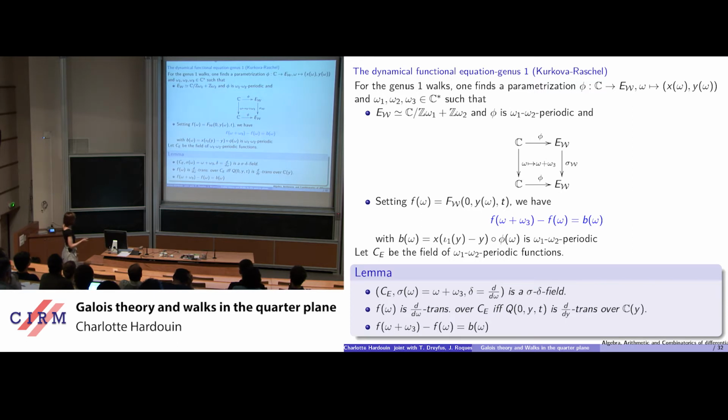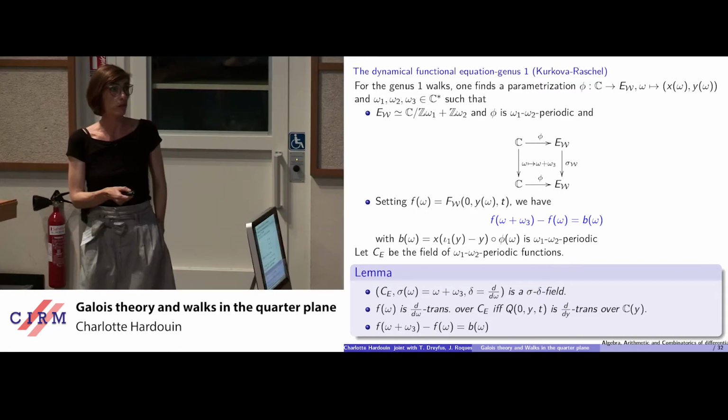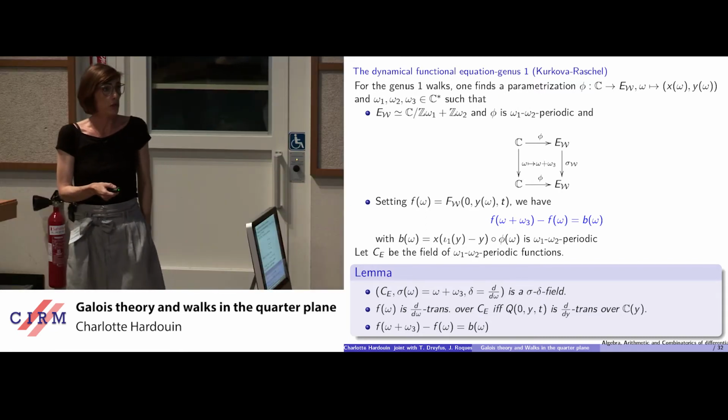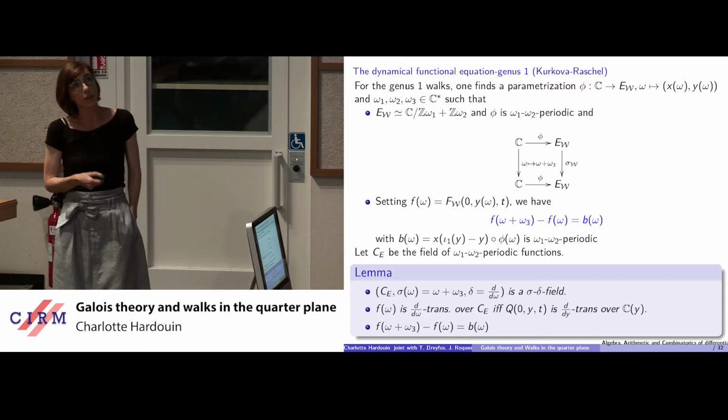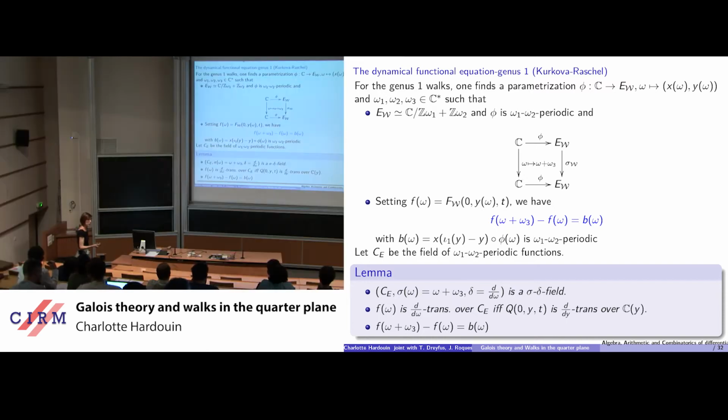And now if I denote by CE the field of elliptic functions, I'm once again in this algebraic framework, just by considering this shift by omega 3 and the derivation d over d omega. Since I'm composing with elliptic functions that are differentially algebraic, I know that my small f is d over d omega transcendental over the elliptic functions if and only if the generating series is d over dy transcendental over the rationals.